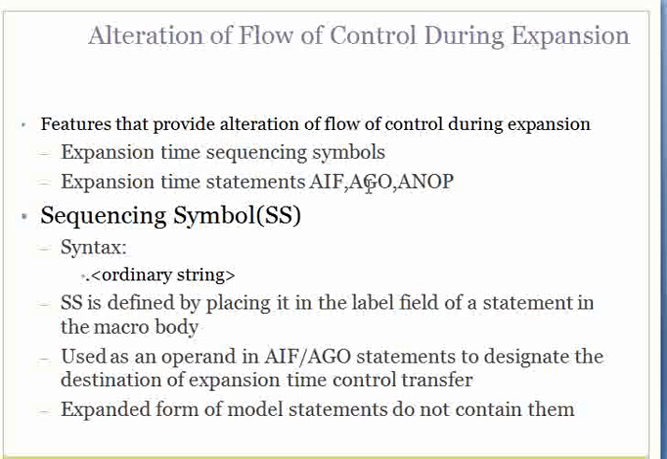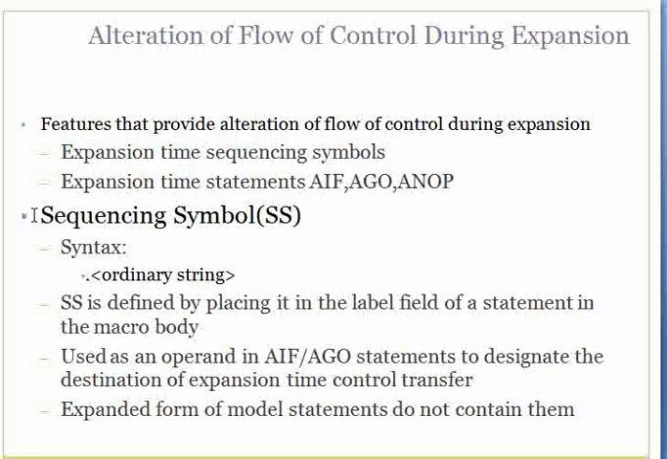So we don't test any condition. The moment we see AGO, we simply go to that line, represented by the label next to that AGO. Here also there is no testing of condition. There's unconditional branching in AGO, and ANOP stands for no operation.